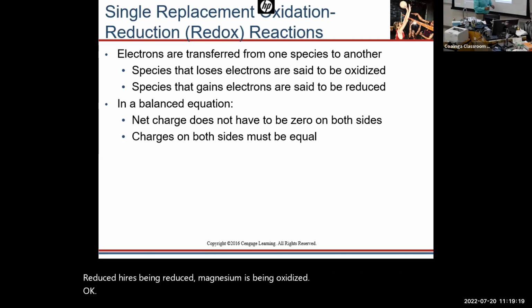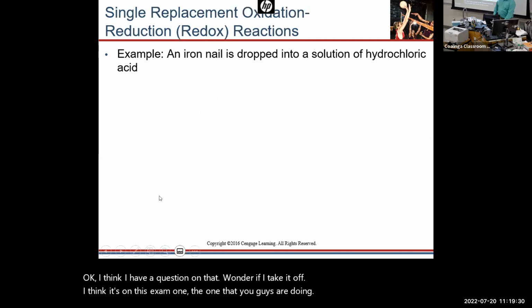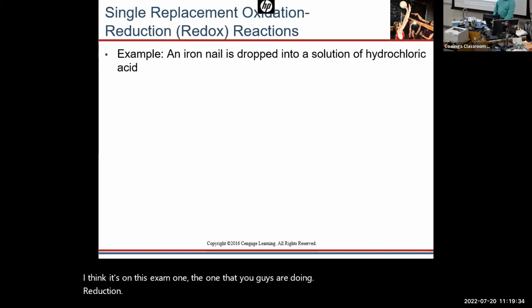Okay. I think I have a question on it. I wonder if I took it off. I think it's on this exam, the one that you guys are doing, with oxidation reduction. It is on there? Okay, so let's do it. Actually, we'll do this one.